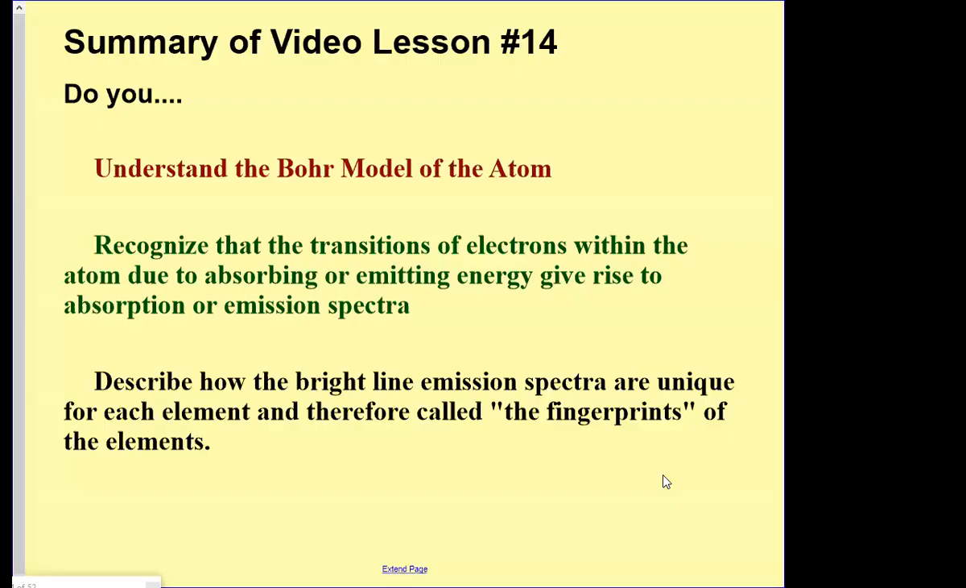So do you understand the Bohr model of the atom? Do you recognize that transitions of electrons within the atom due to the absorbing or emitting of energy gives rise to the absorption or the emission spectra? Can you describe how the bright line emission spectra are unique for every element and therefore called the fingerprints of the atom? I hope that this illustration or explanation of some of these illustrations helps you better go back and try to understand even more deeply Bohr's model of the atom.